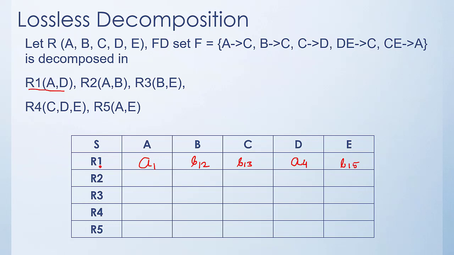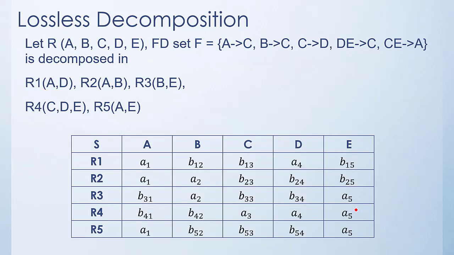Now let us take relation 4. In relation 4, A is not present, so we put B41 in the S41 cell. Similarly, as B is not present, we put B42. Now C, D and E are present, so we put A3, A4 and A5 in the C, D and E columns respectively. So finally, considering all the decompositions, we get this matrix. So this is my S matrix.